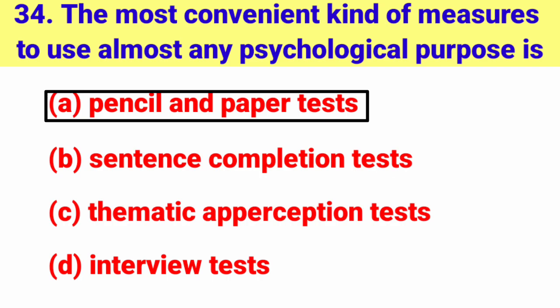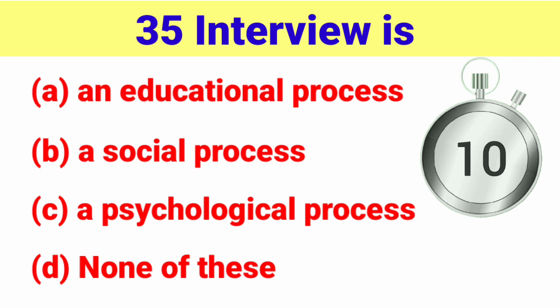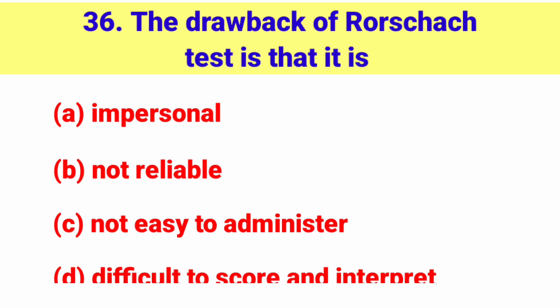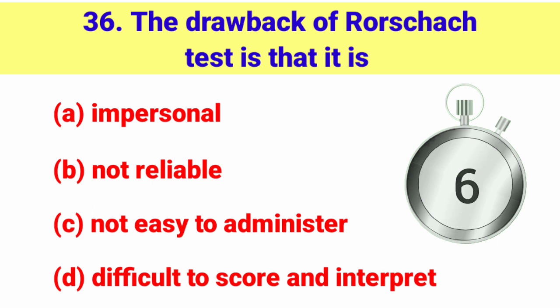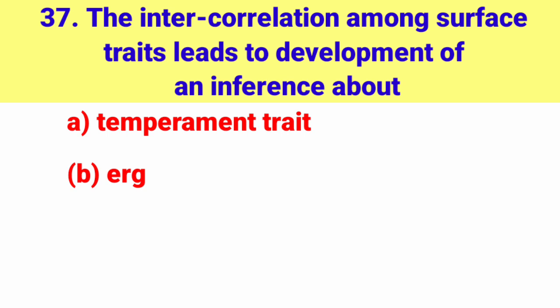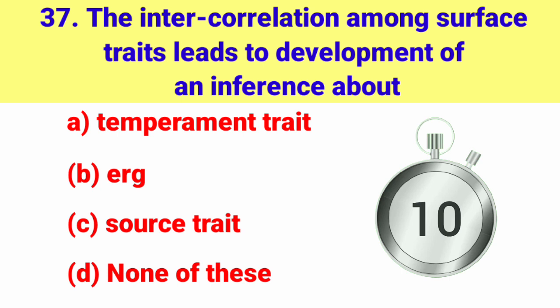Option A is correct. Interviewers. Option B is correct. The drawback of the Rorschach test is that it is. Option D is correct. The intercorrelation among surface traits leads to the development of an inference about. Option C is correct.